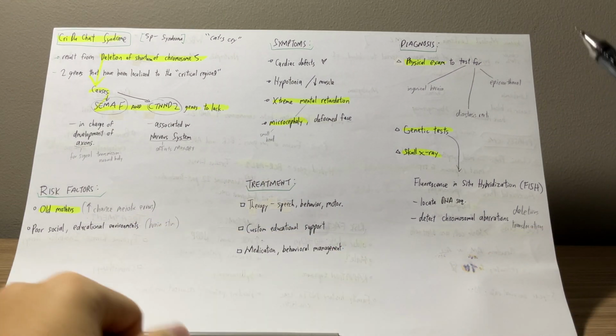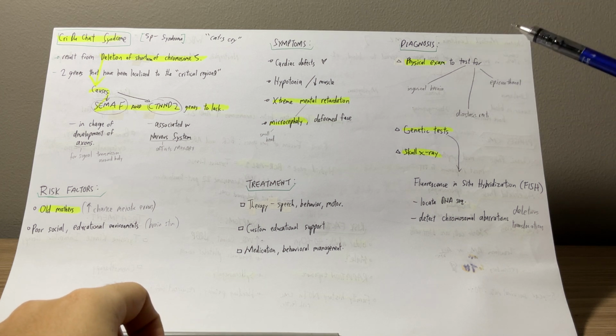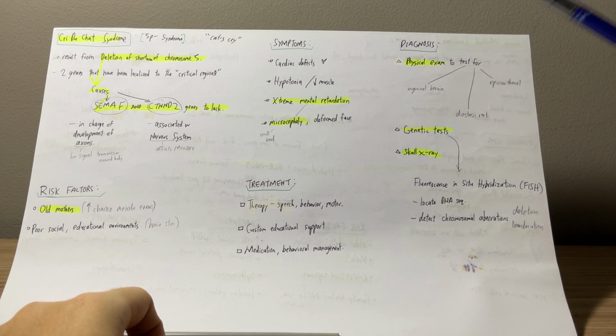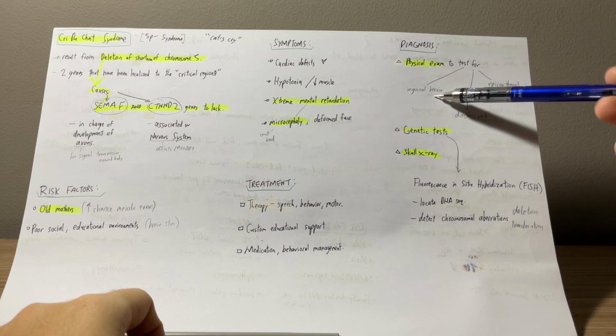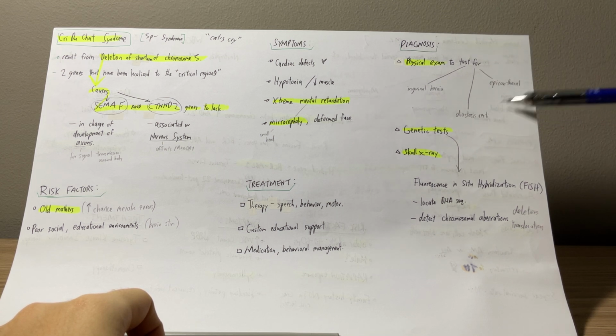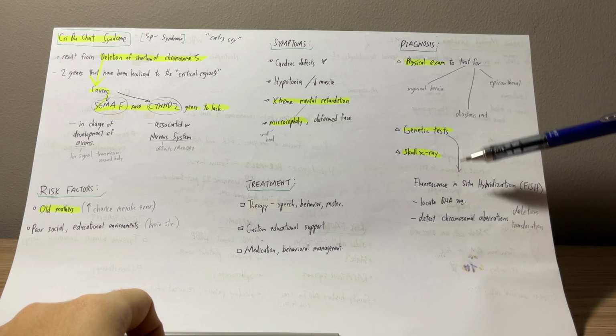Okay, let's move to diagnosis. So we need a physical exam to test for what's this? Inguinal hernia, diastasis recti, and epicanthal folds. We also need genetic tests.